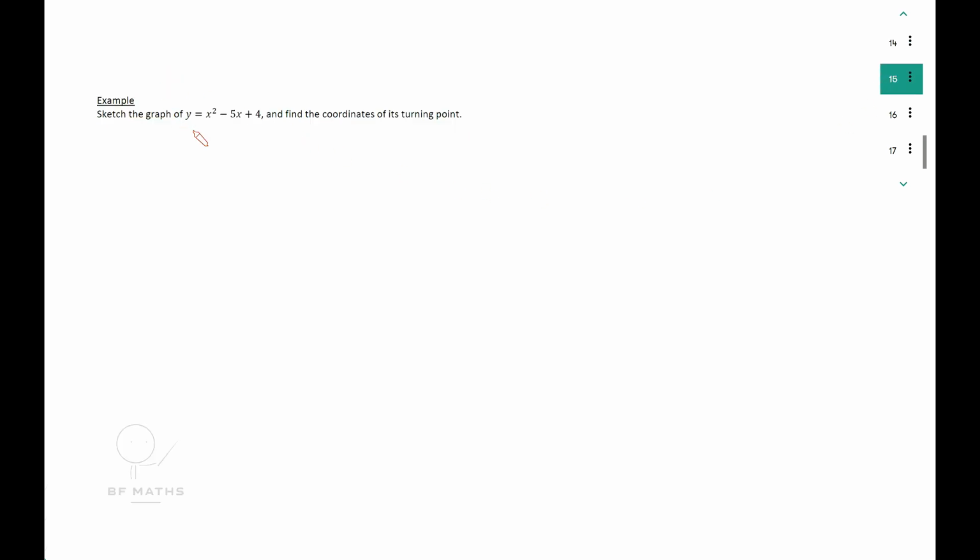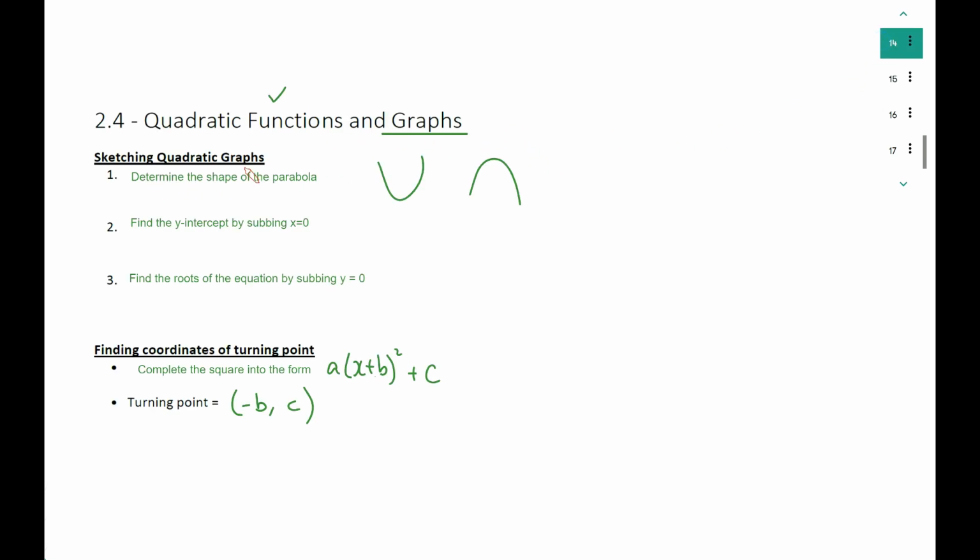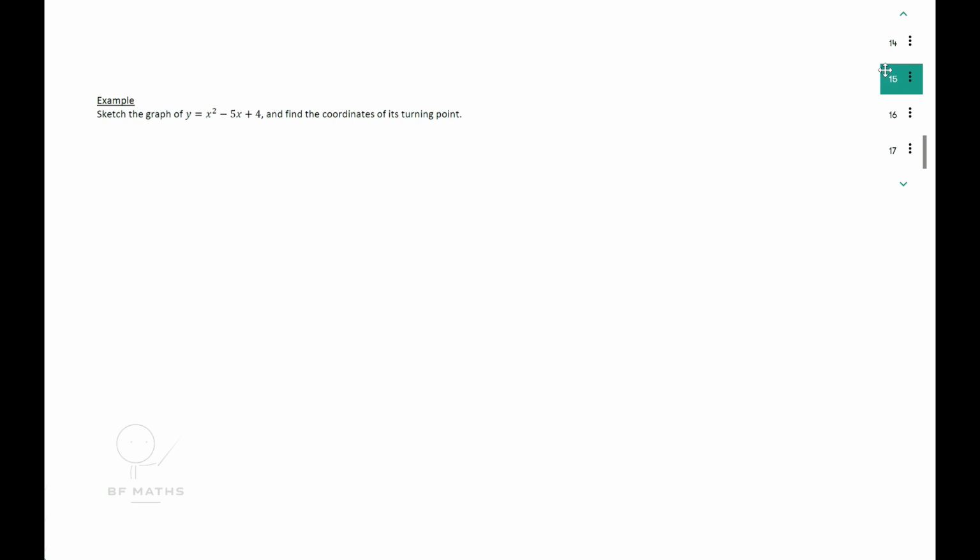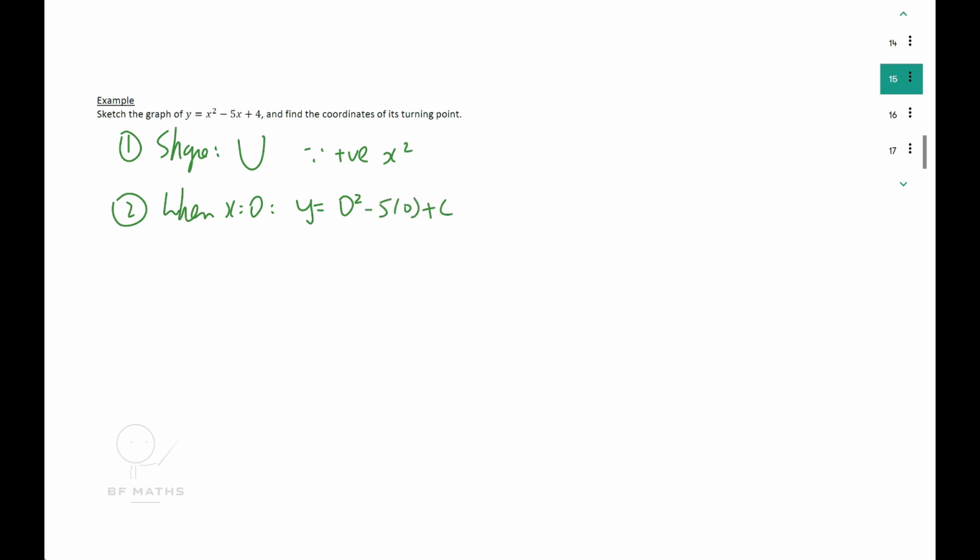Okay, so example: sketch a graph of y equals x squared minus 5x plus 4 and find the coordinates of its turning point. To sketch a graph, first step, we determine the shape of the parabola. The shape is going to be a U shape, because it's a positive x squared. Second thing, we need to find a y-intercept, so make x equals 0. When x equals 0, y equals 0 squared minus 5 times 0 plus 4, which is 4.